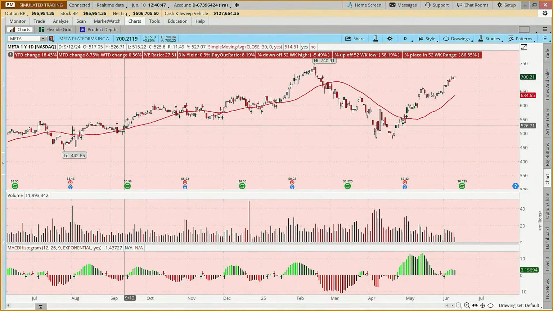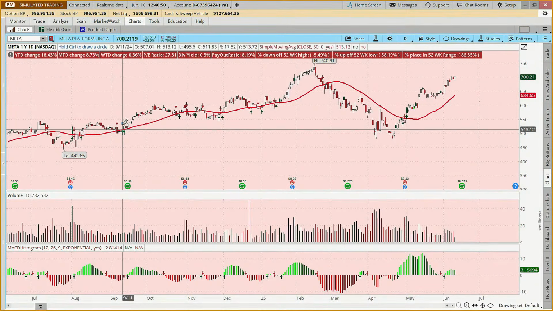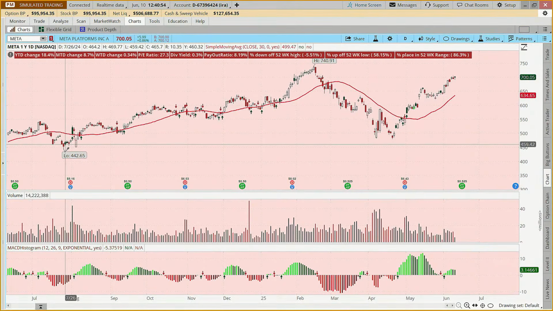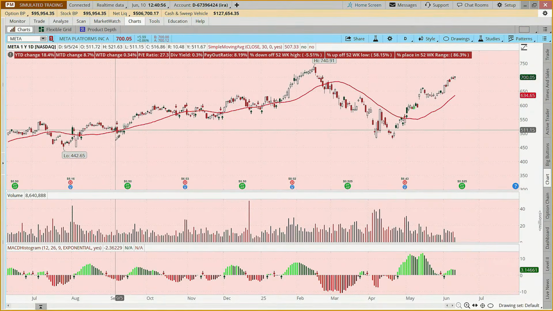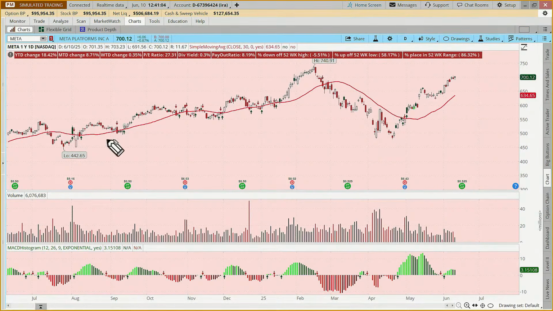So you bought it here when it bounced, it kind of came above that line. And then said, okay, well, my initial stop might have been here. And then when might I have adjusted my stop? Well, here, and then here, and then here. And then when did I get out? Well, let's say you got out, you adjusted your stop. Let's say you got out about here.